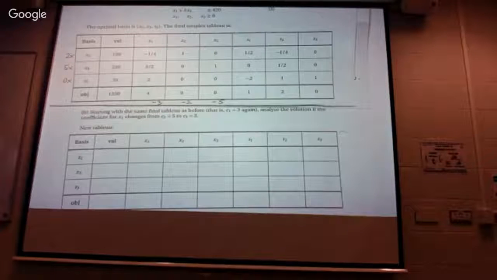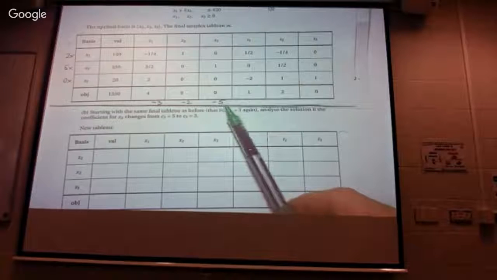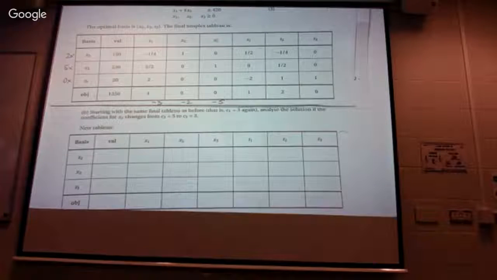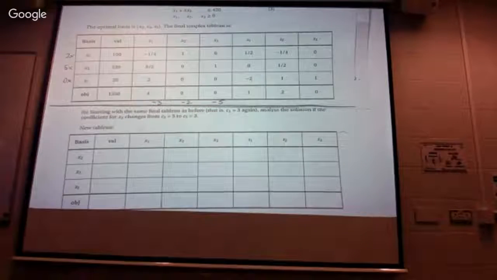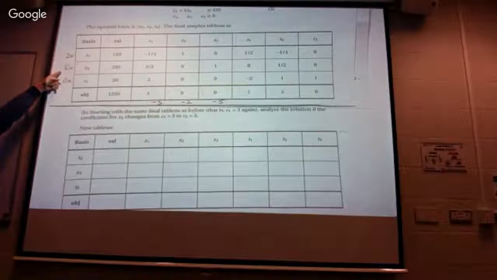So now what am I changing? I'm changing this 5 there to 3. So what's going to change? This 5 is going to change to minus 3. This is minus 5 to minus 3. And this 5 is going to change to 3.